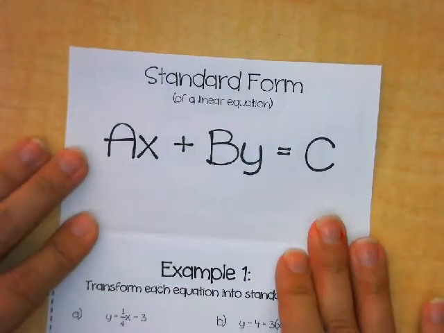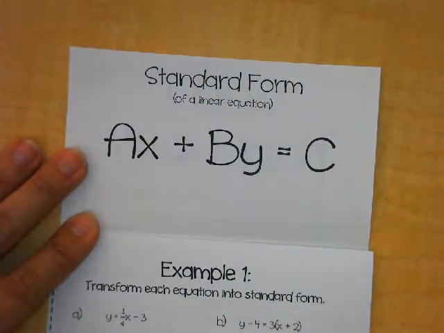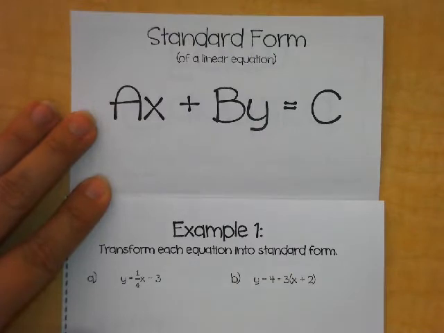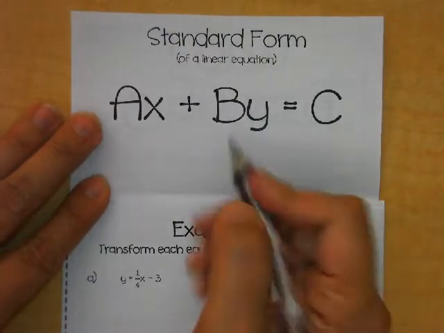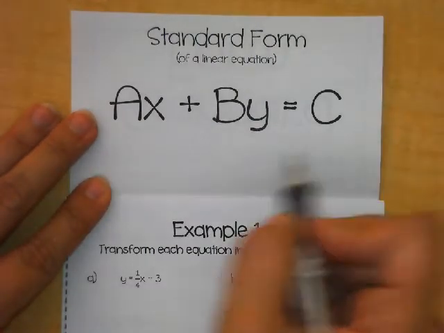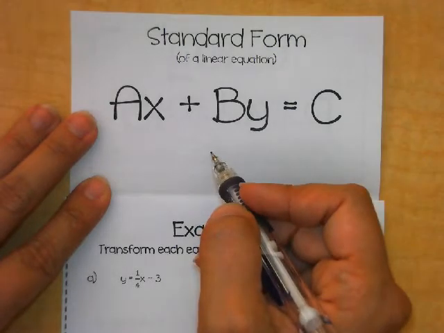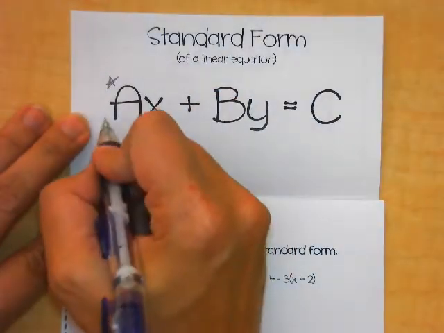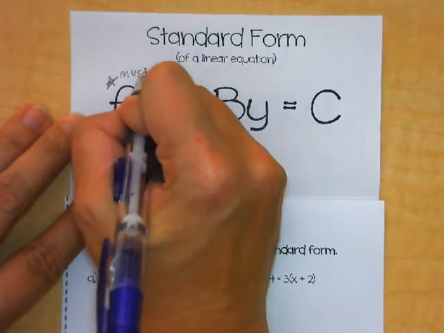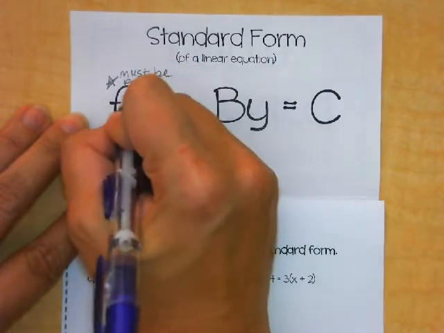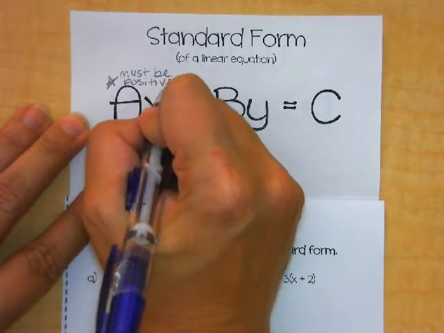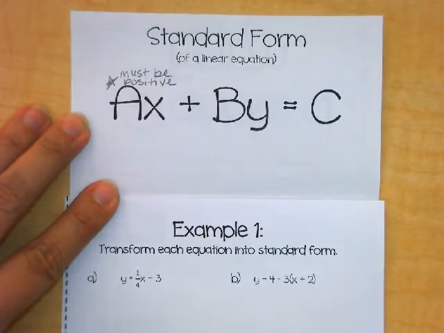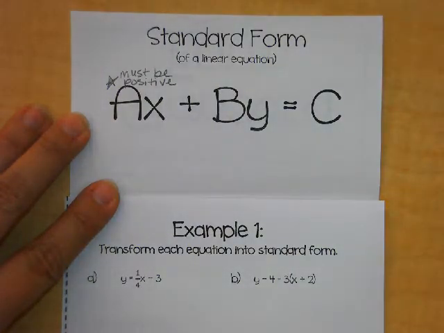So let's look at transforming our standard form equation. All right, this is our standard form. We're going to write these again because we want to make sure that we are good to go. So let's make a little star next to A. A must be positive. And changing it from a negative to a positive is not that difficult.